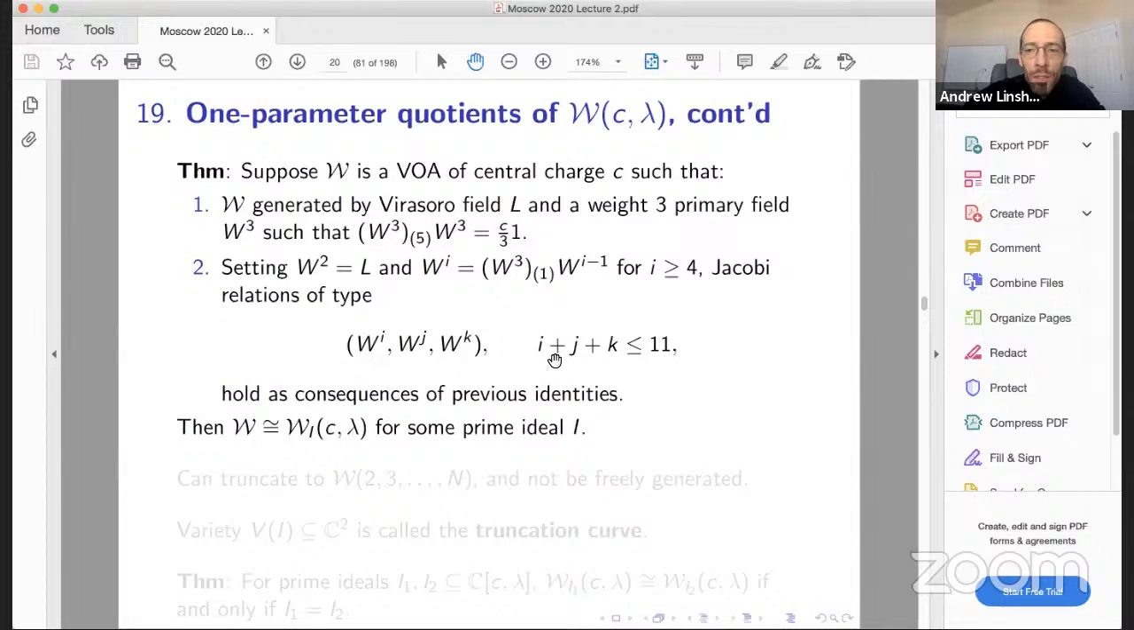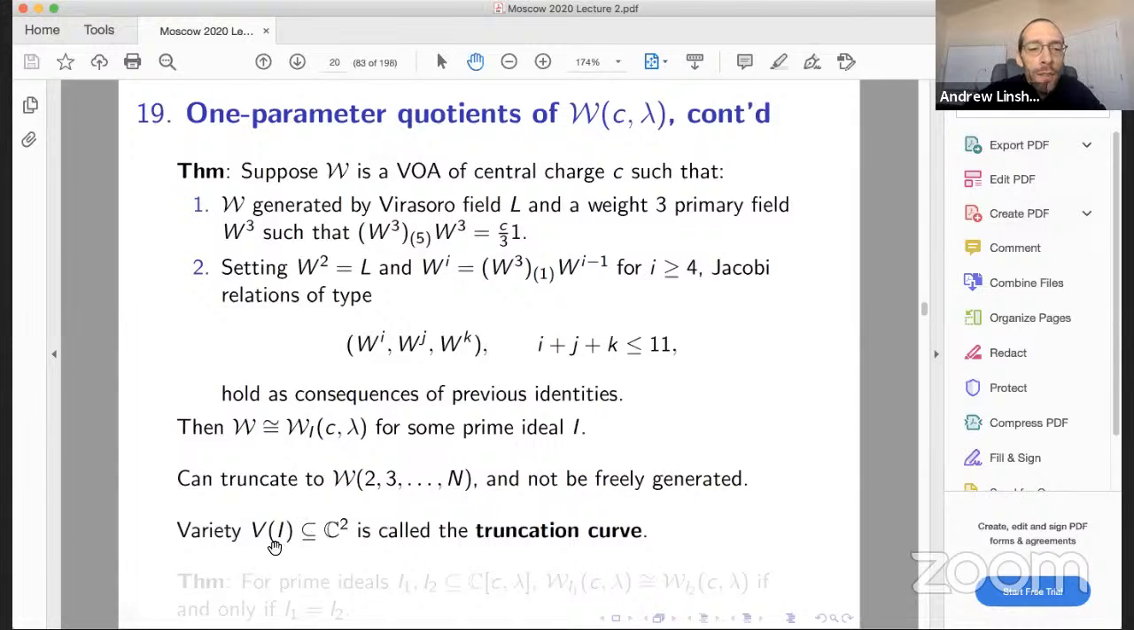And this is something which is checkable. And notice that when I quotient by some ideal, it may no longer be of type W(2,3,...) out to infinity. It may truncate. It typically does truncate at some point. It doesn't have to be freely generated anymore. It can truncate to something where, if you look at the OPEs among just these n fields, there are some non-trivial things that have to be quotiented.